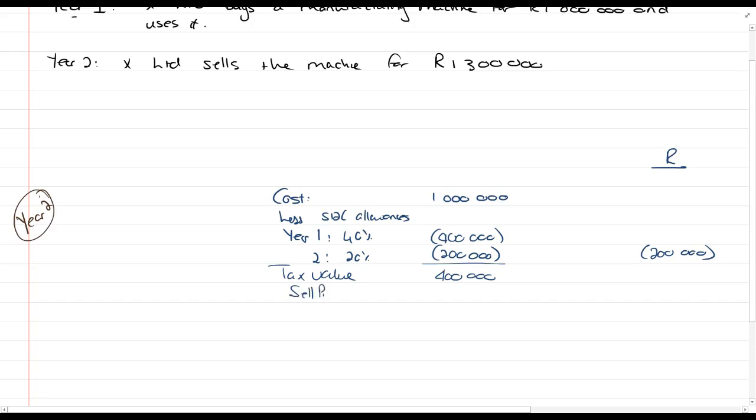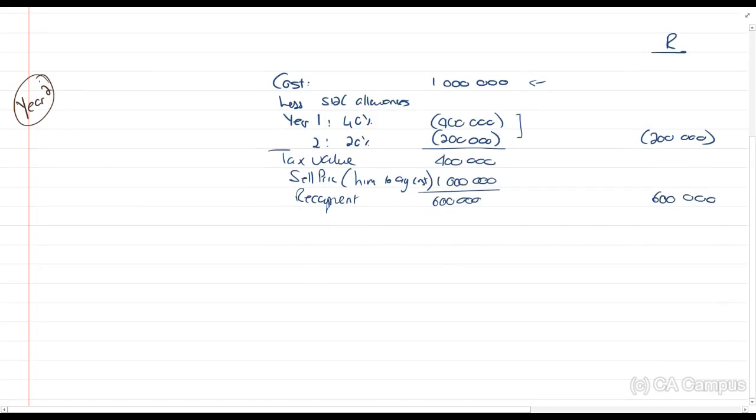Selling price limited to original cost. Okay guys, I'm obviously using a little bit of shorthand there. Selling price is 1.3 million, original cost is 1 million. We use the lower of the two, 1 million rands. This gives us a recoupment of 600,000 rands, which is the sum of our allowances, because our cost was R1,000,000 and we've sold it for more than R1,000,000. So we've recovered all our costs, we recover all our allowances. So that recoupment goes into my rands column, as we know.